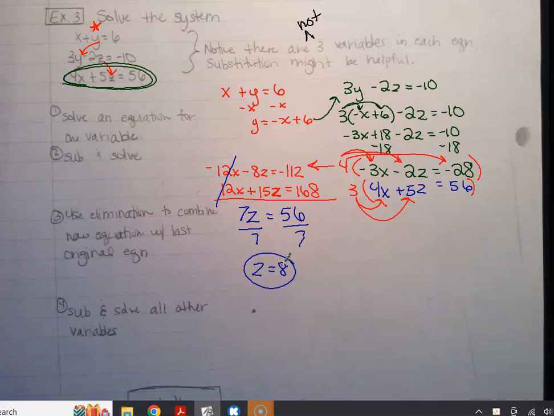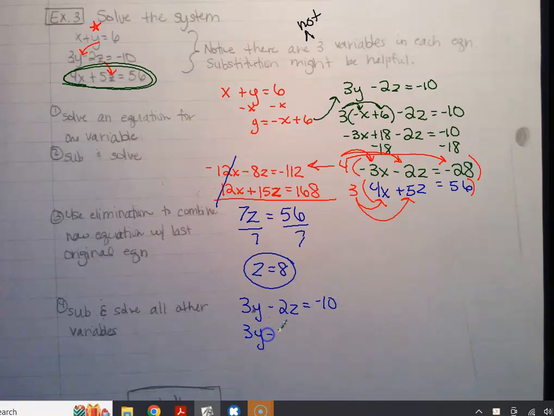So which route do you want to go? We can just plug in the z. But into which equation? Just the middle one. Just solve for y. Yep, that's fine. I'm going to go ahead and walk through it. So we'll pick the middle one. So we've got 3y minus 2z equals negative 10.